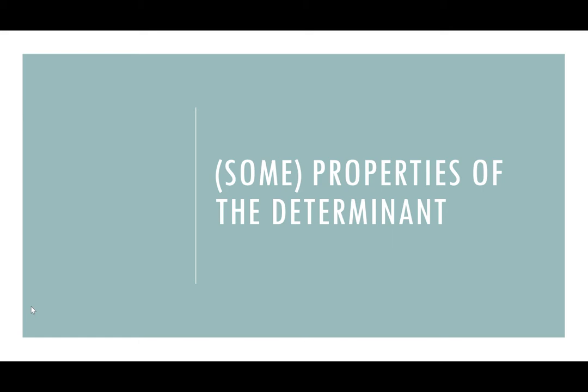All right, let's talk about some properties of the determinant. We have some quick results given the definition that we chose. So first, if two rows of a matrix are equal, then the determinant is 0. This is discussed in an example in your book. So why is this true?